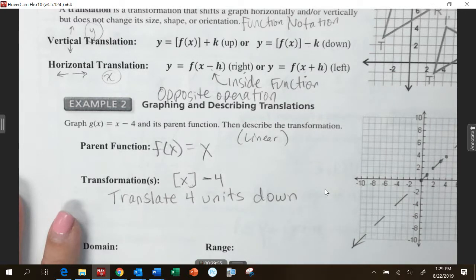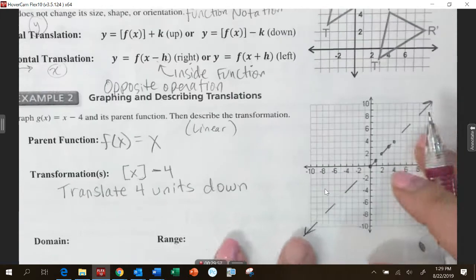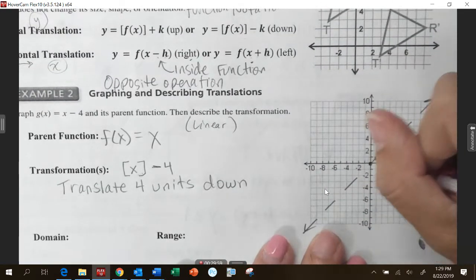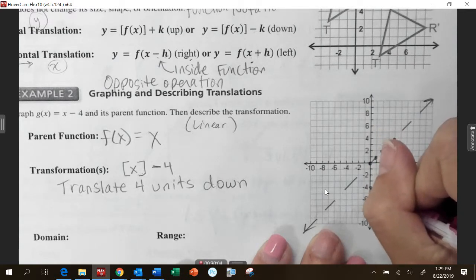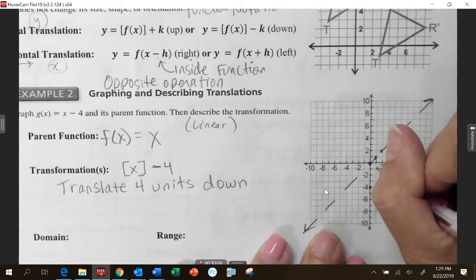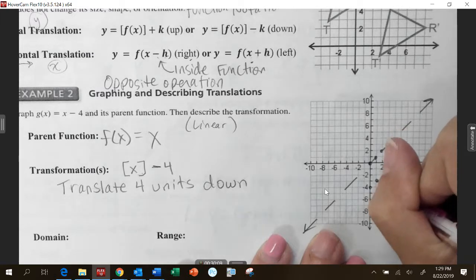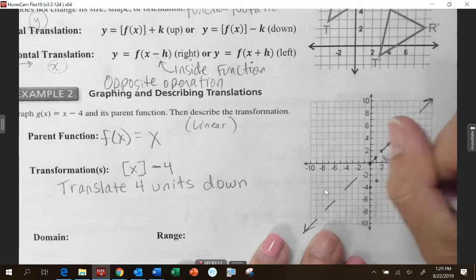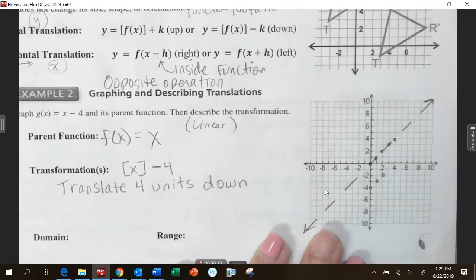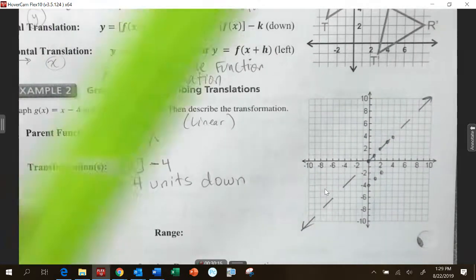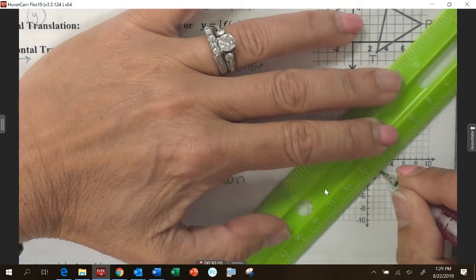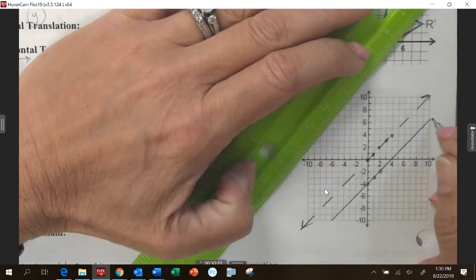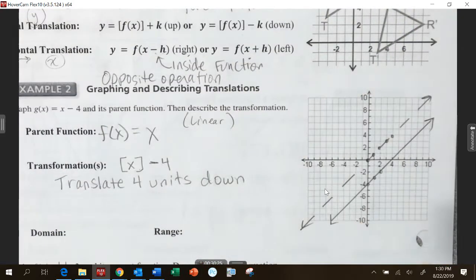And then you know what you do? You go over to this graph, and every single point that you dotted on this graph, draw a new one 4 units down. Every point, draw a new one 4 units down until you have enough to connect with a straight edge. And then that is our translated figure.